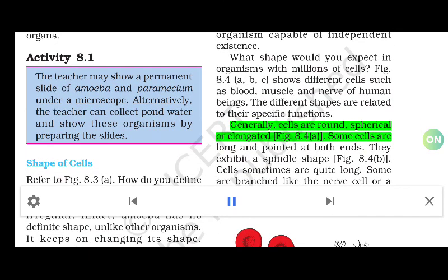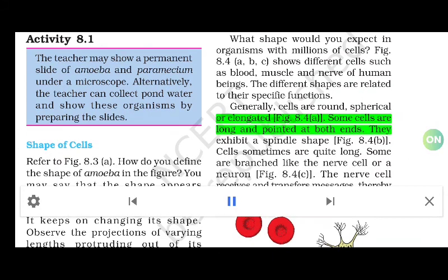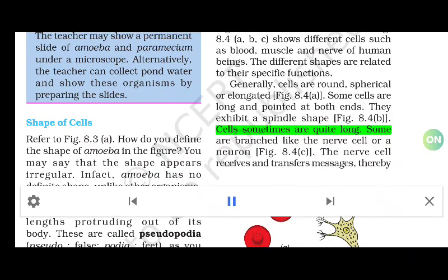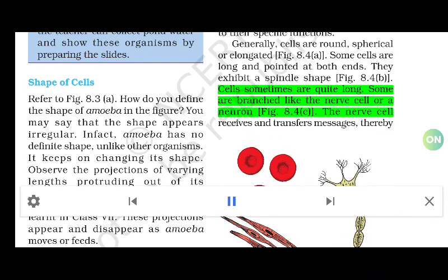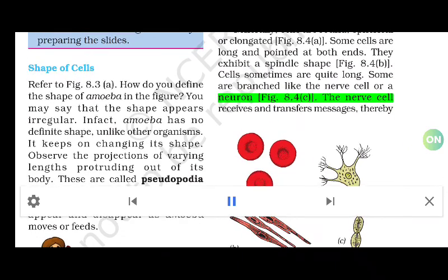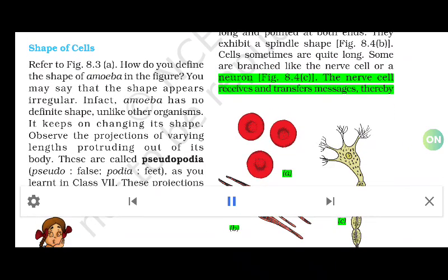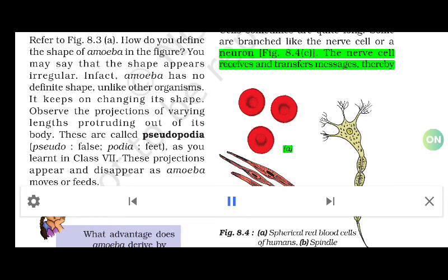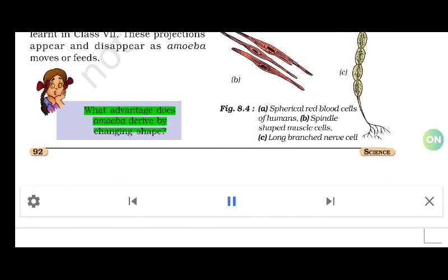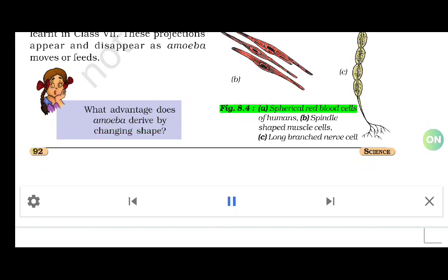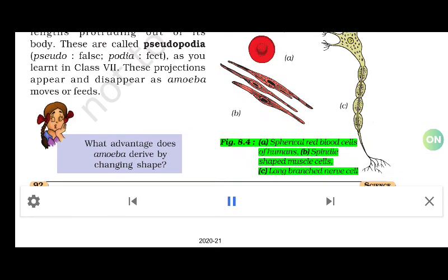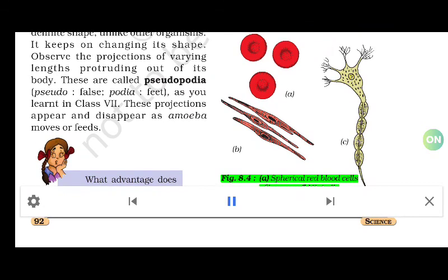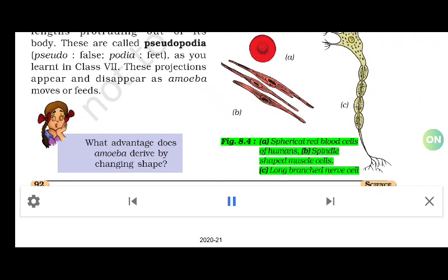Generally, cells are round, spherical or elongated. Fig. 8.4a. Some cells are long and pointed at both ends. They exhibit a spindle shape. Fig. 8.4b. Cells sometimes are quite long. Some are branched like the nerve cell or a neuron. Fig. 8.4c. The nerve cell receives and transfers messages. What advantage does amoeba derive by changing shape? Fig. 8.4a. Spherical red blood cells of humans. B. Spindle-shaped muscle cells. C. Long branched nerve cell.